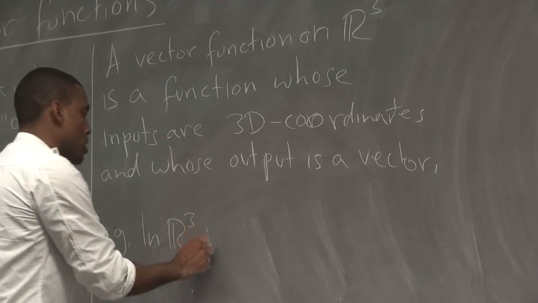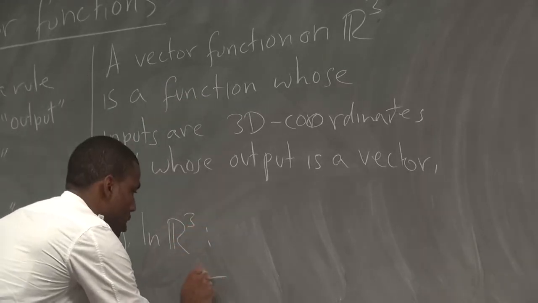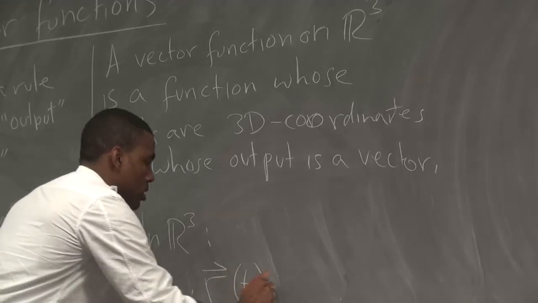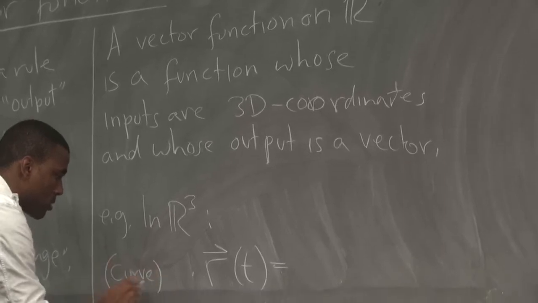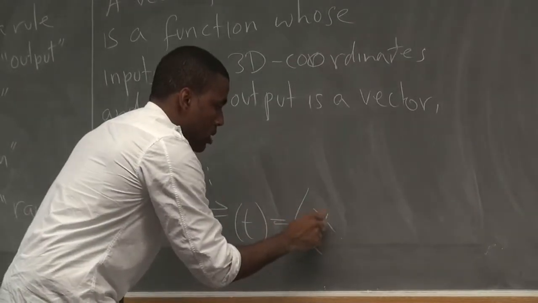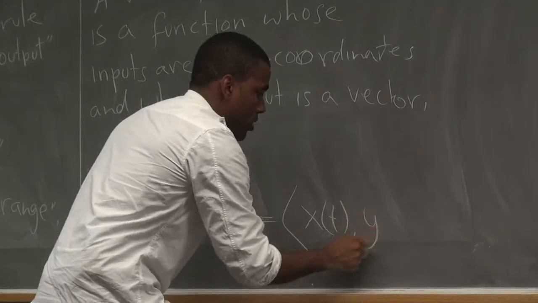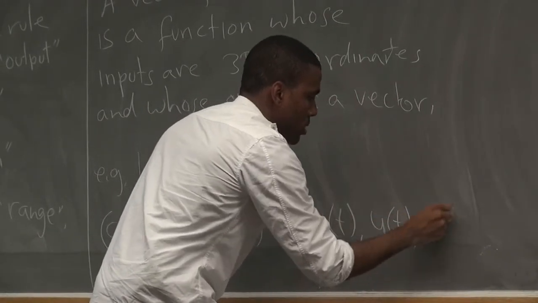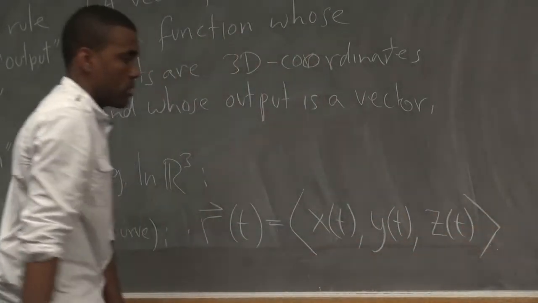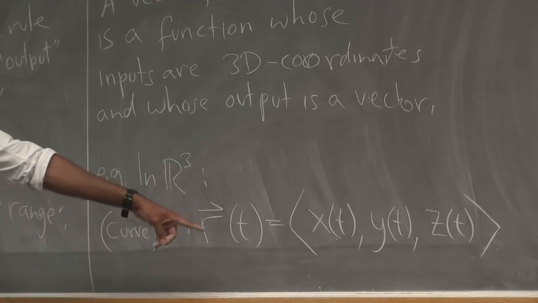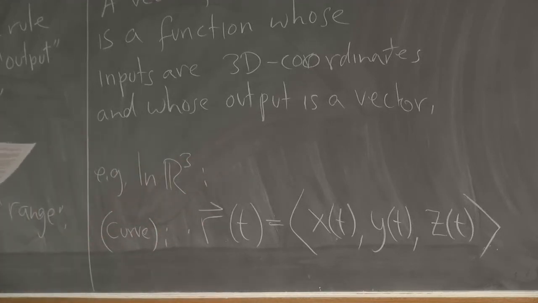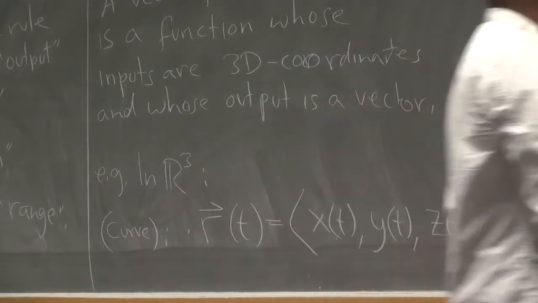So in R3 a vector function could look something like r of t, and this is a curve, with some function of t for the x, some function of t for the y, some function of t for the z. So your input could be a coordinate that gives you a t, and then you can plug those in. We're going to do these in more detail in a bit.